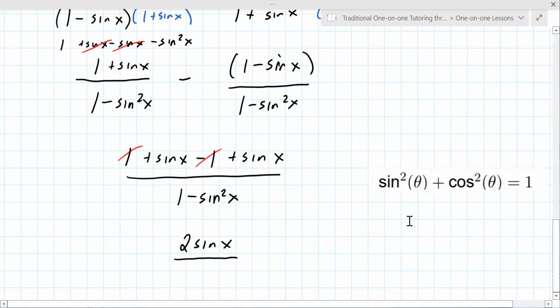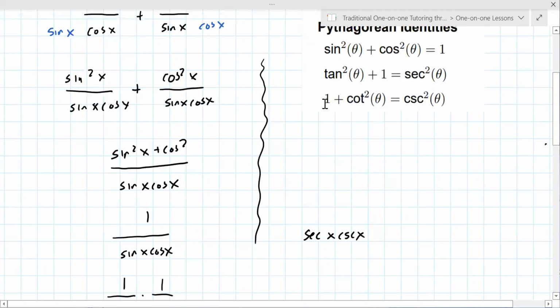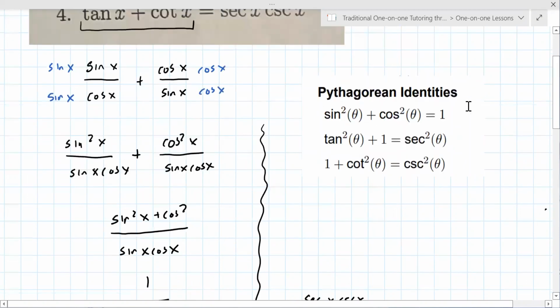Okay, so the idea here is if you move over the sine squared x or theta, it becomes the other one. It's cosine squared x equals 1 minus sine squared x. So the 1 minus sine squared x is replaced by the cosine squared x. Okay. So in general, when you see a sine squared or cosine squared, just like we saw in the last problem, sine squared plus cosine squared, you're almost always going to use this top Pythagorean identity.